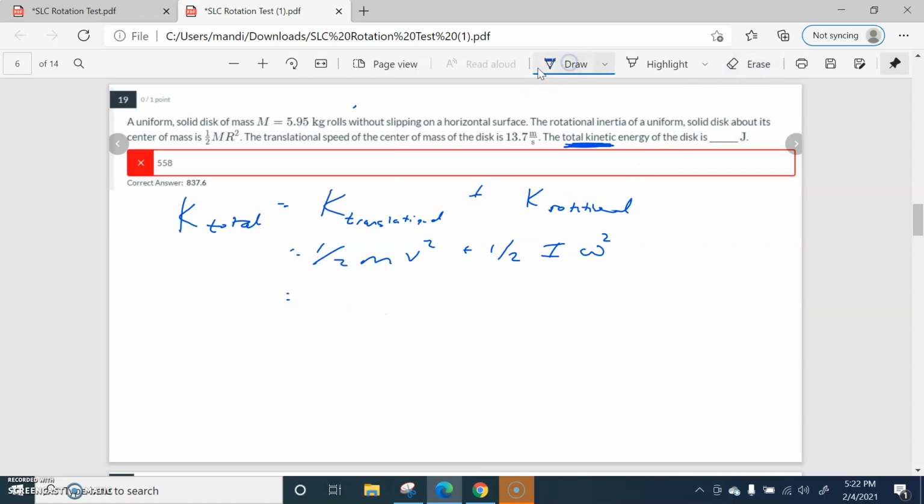Okay, what'd they give us? We have a mass. Do we have a velocity in meters per second? We do. Do we have an I? That's 1/2 mr squared. Ooh, we don't have an r. It's time to panic. Don't panic. We can get omega in terms of v and r.